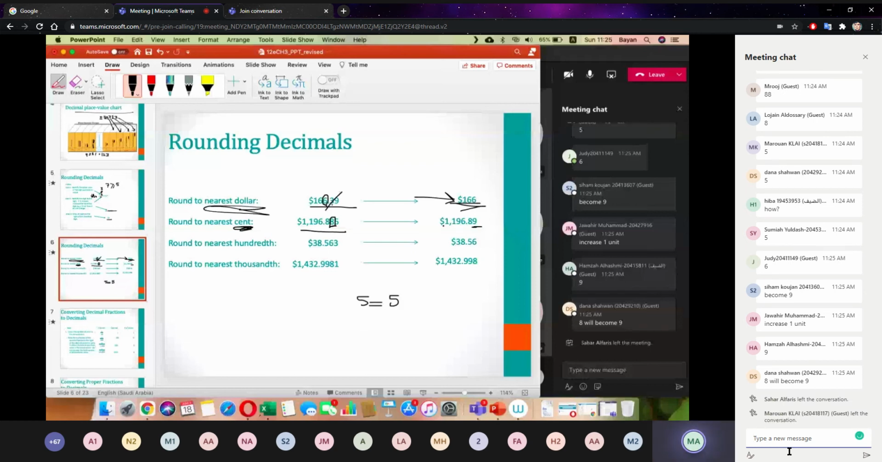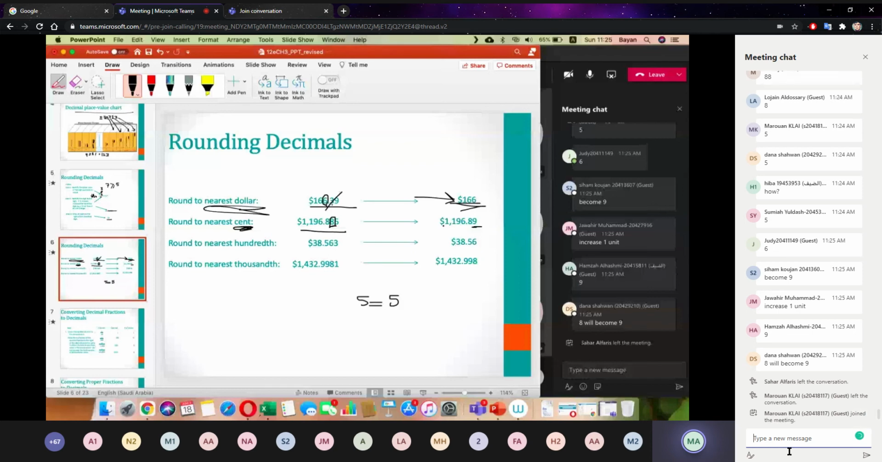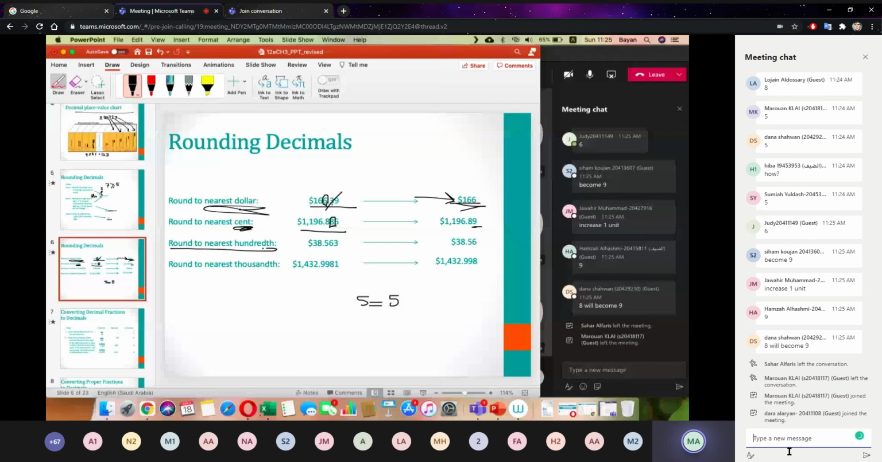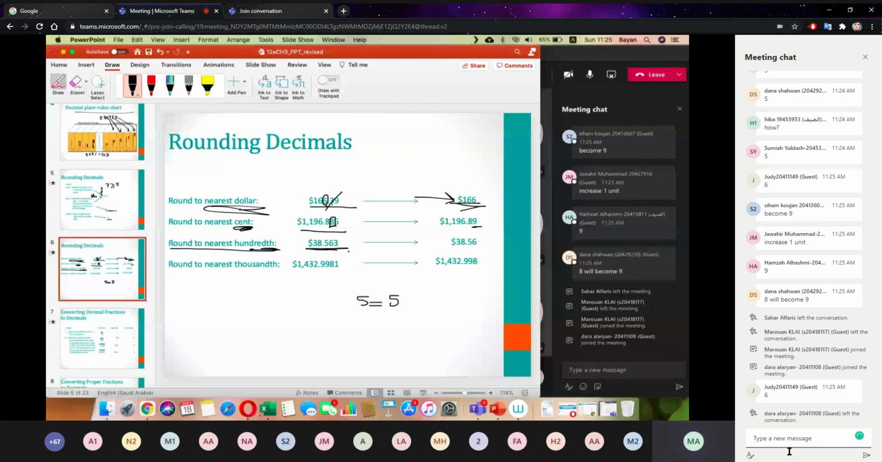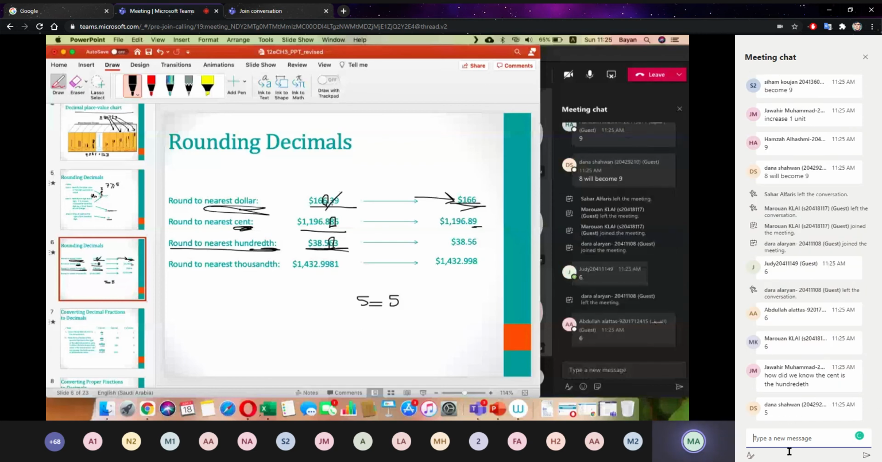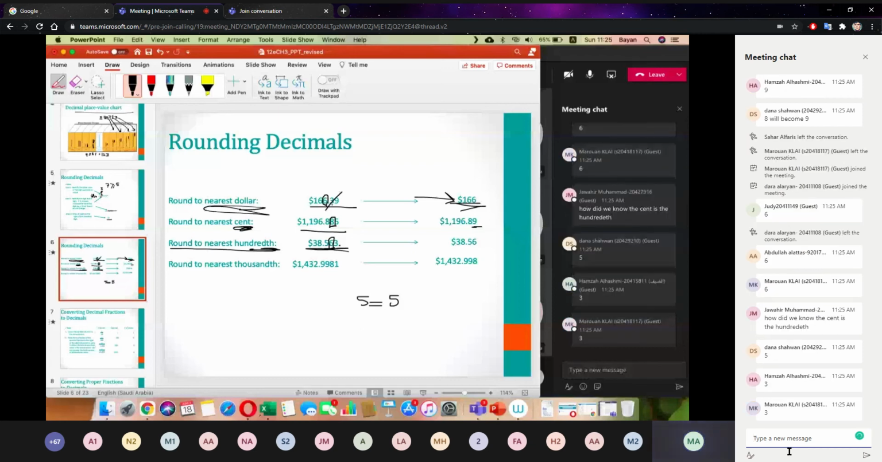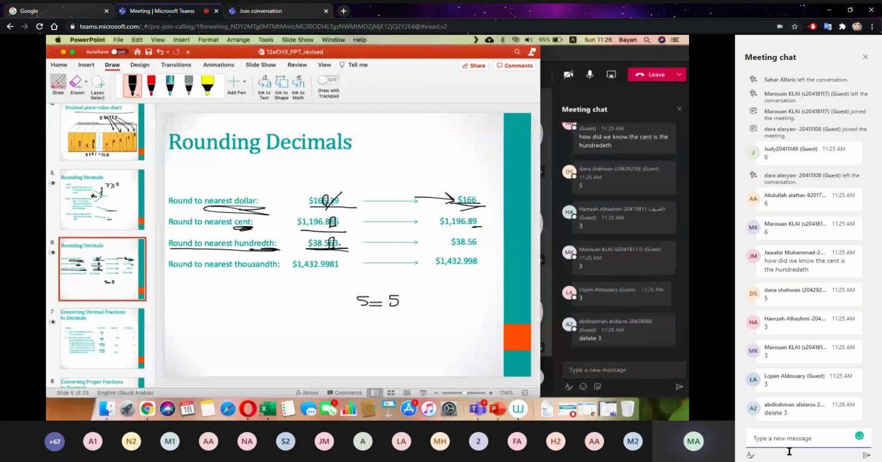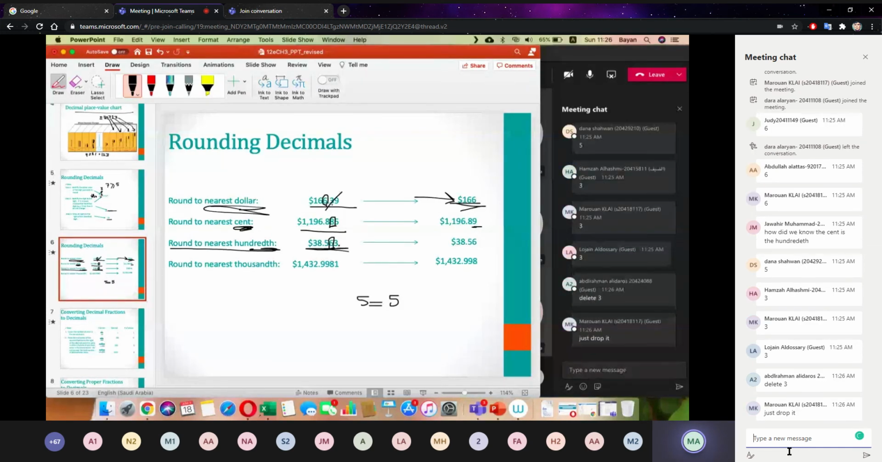So round here, round to the nearest hundredth. We have 38.563. What is the hundredth here? Yes, it's number 6 here. After number 6, we have 3. We should go and learn and check to know the synonyms of cent, hundredth. So now we just drop the 3, so the answer will be 38.56.